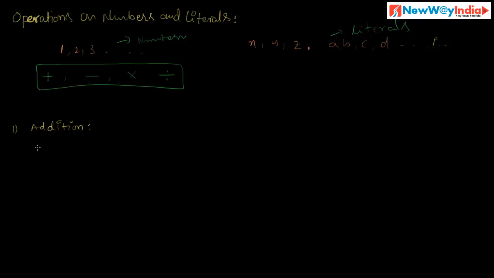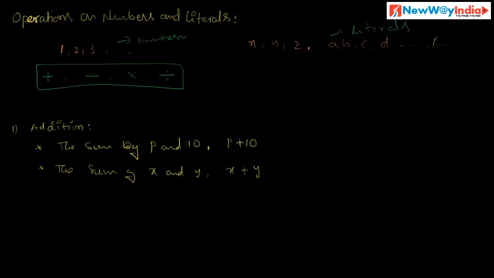First one, consider the sum of p and 10 is written as p plus 10, and the sum of x and y is denoted as x plus y. Here x is a literal and y is a literal, and here p is a literal and 10 is a constant, that is a number. In this way we can denote the addition of literals and numericals.